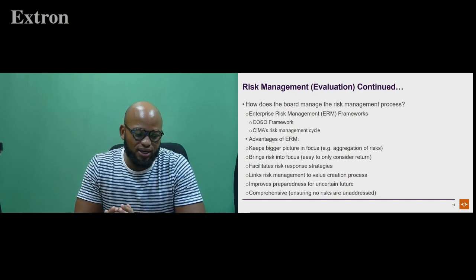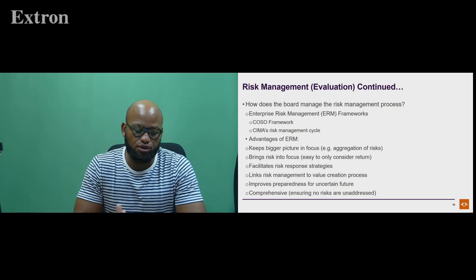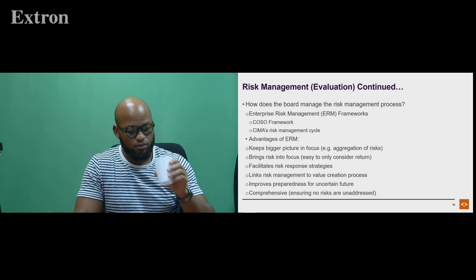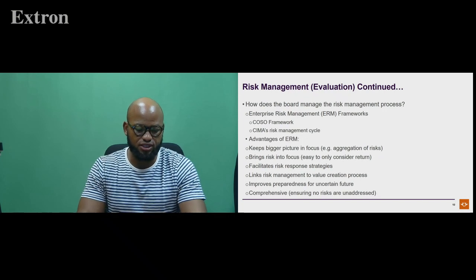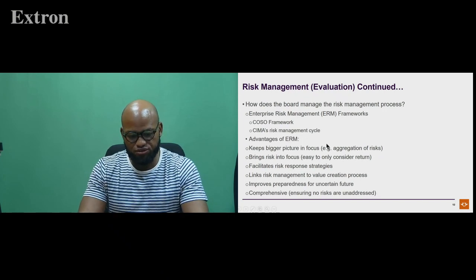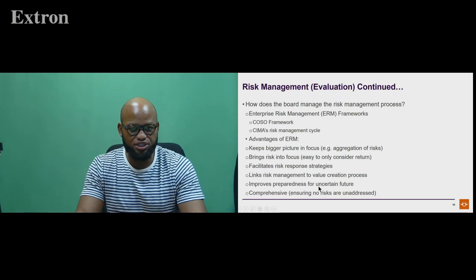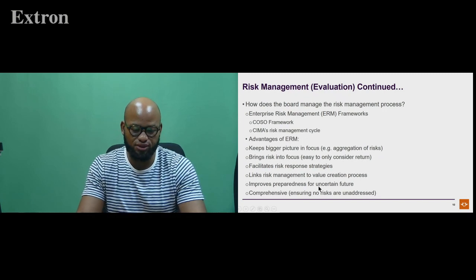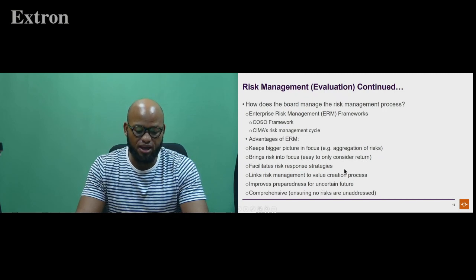All right, so again, I've mentioned the COSO framework and CIMA's risk management cycle. These are two examples of frameworks which the board can use. And then I've also listed a few advantages of an enterprise risk management framework. Some of these advantages are also advantages of managing risks in general, but other ones are specific to an ERM or enterprise risk management framework.